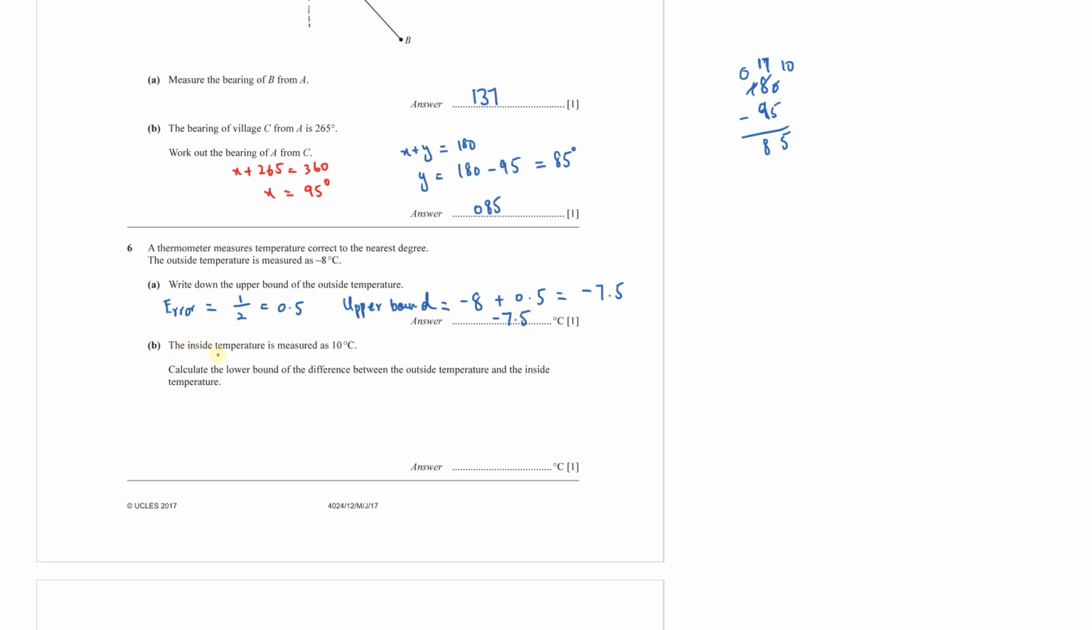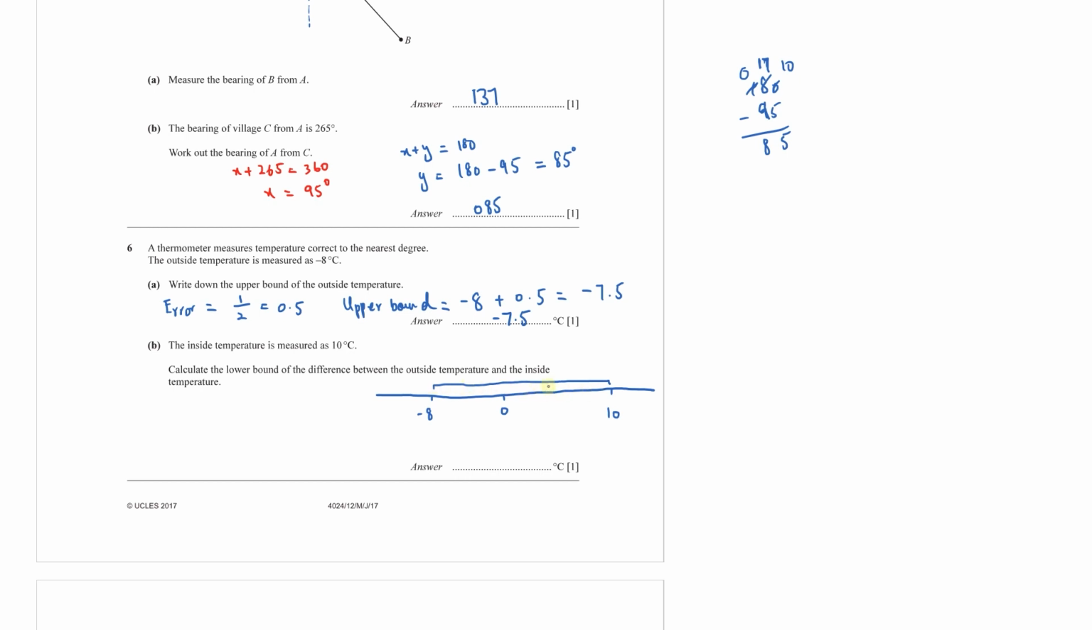Part B is, the inside temperature is measured as 10 degrees Celsius. Calculate the lower bound of the difference between the outside temperature and the inside temperature. So let me represent these on the number line. If this is 0, the inside temperature is 10, which will be somewhere here, and the outside temperature is minus 8, which will be somewhere here. So this is the difference between the inside and the outside temperature. You have to find the lower bound, the minimum value of this temperature.